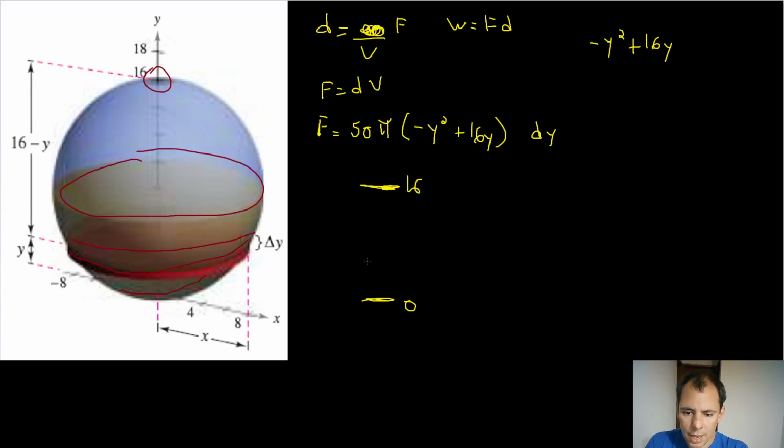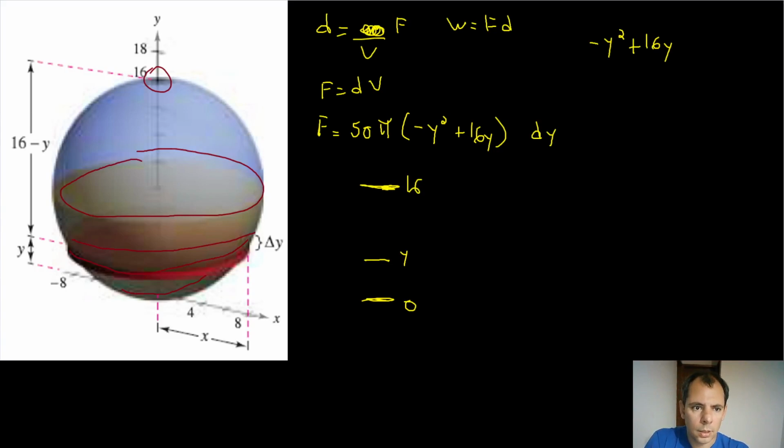Now let's just say that you have a circle that's here, okay? It's going to be probably this red one in here. What is going to be this distance? Because that's the distance that it has to go. It's going to be 16 minus y, okay? This circle right here is at a height of y. So what is going to be the distance that it has to go? 16 minus y. So we're going to put that in here too, because this is the force.